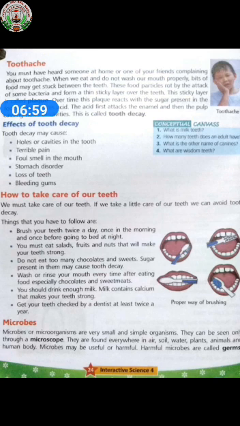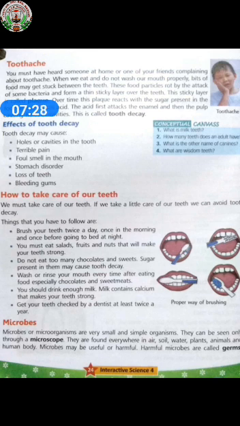Over time, this plaque reacts with sugar present in the food and produces acids. The acid first attacks the enamel and then the pulp, causing holes or cavities. This is called tooth decay. So, we should not eat too much sweet also.